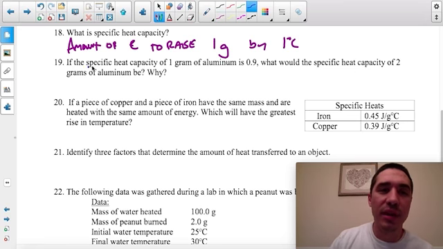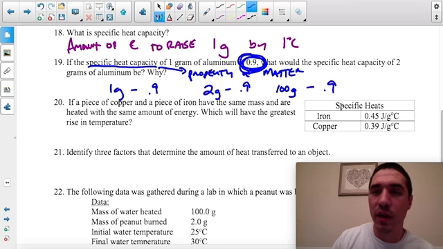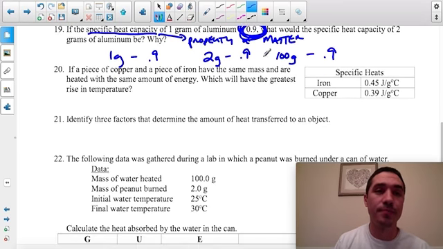Specific heat capacity is a property of matter. So what that means is it doesn't matter how much aluminum you have, the specific heat is always going to be the same. So if I had 1 gram, it would be 0.9. If I had 2 grams, it would be 0.9. If I had 100 grams, it would still be 0.9. So it doesn't matter how much of it I have, as the specific heat capacity of a substance is not going to change based off of how much.